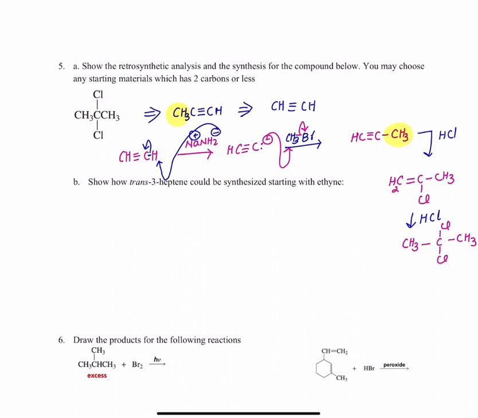Let's go on to the next one. Show how trans 3-heptene could be synthesized starting with ethine molecule. Let's first draw the structure for trans 3-heptene. So we need to draw a heptene molecule, which means it needs to have 7 carbons. So 1, 2, 3, 4, 5, 6, 7. Okay, and the double bond should be between 3 and 4. So this is going to be trans 3-heptene.